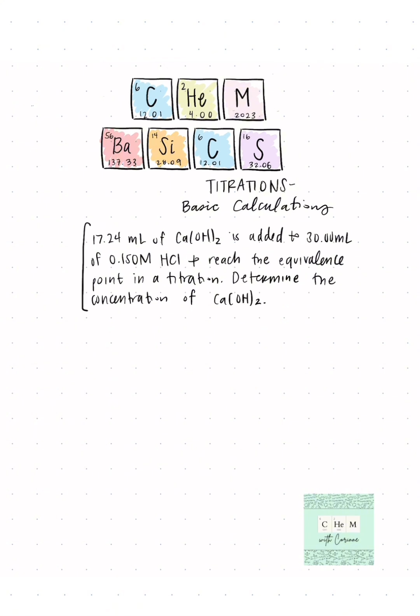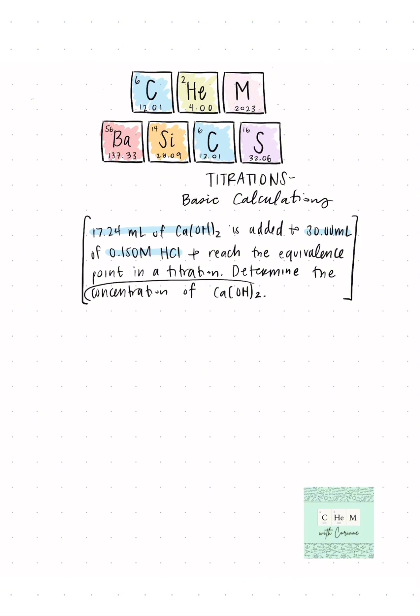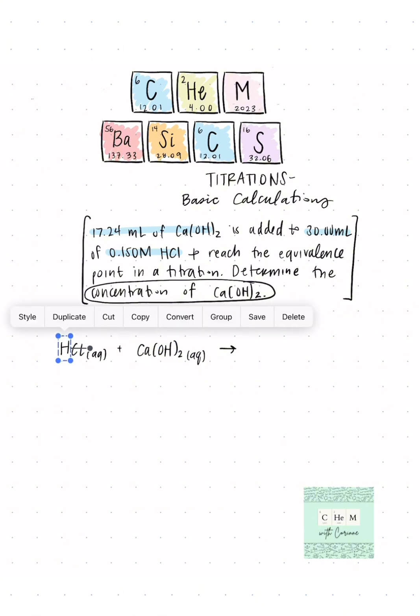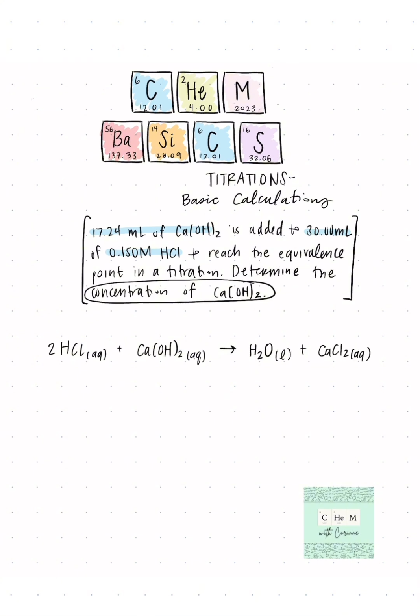So what do I need to do? First thing you always have to do is write out your chemical reaction, because you need to know if it is a 1-to-1 ratio between your acid and your base. In this case, my hydrochloric acid is going to donate a proton, combining with the hydroxide creating water, and then our salt product, which in this case is calcium chloride. And now that this reaction is balanced, you'll notice I have a 2-to-1 ratio between my acid and my base.